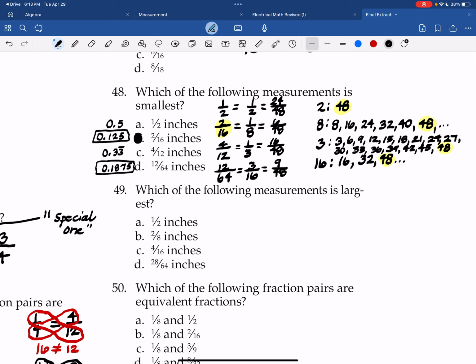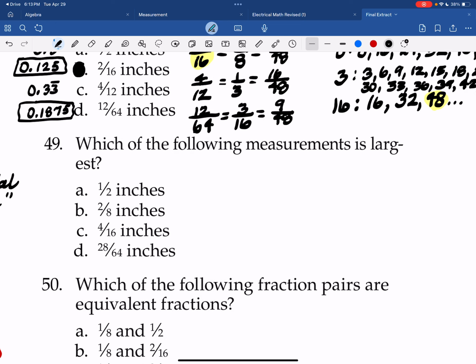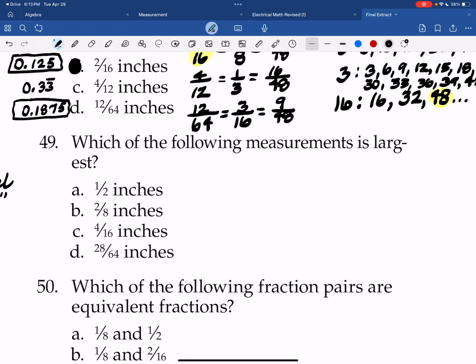Okay. Which of the following measurements is the largest? Now this one, they were a little bit nicer to me because these will all give me a pretty quick common denominator. We have 1/2, 2/8, 4/16, and 28/64. All of these will go into 64. So let's build these up. And to build up, you either have to add or multiply. And in this case, I'm going to be multiplying.